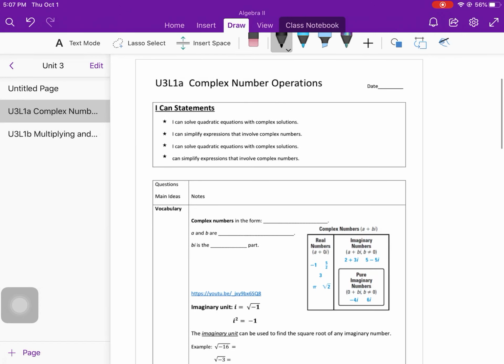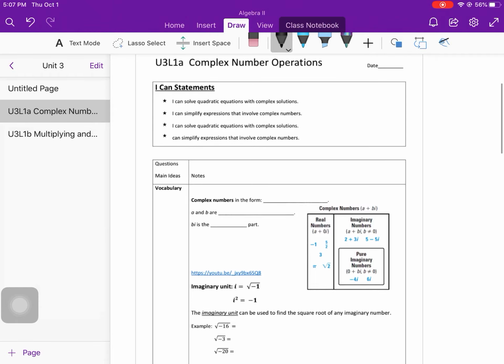Hey guys, welcome to the first video of Unit 3. This is Lesson 1, Part 1, or Part A. It's about complex number operations.